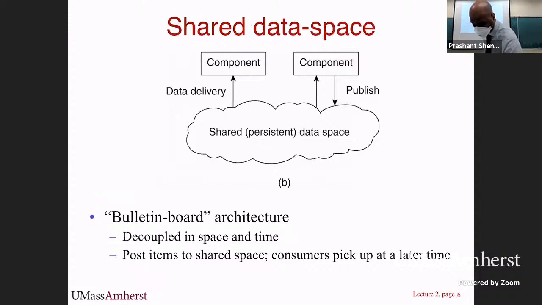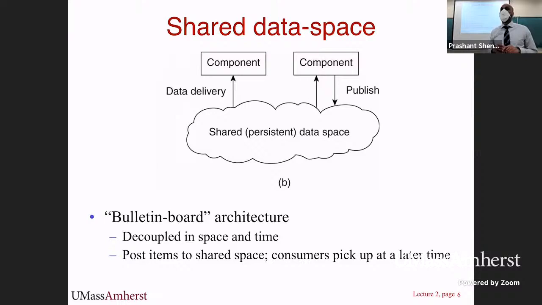The next one is called a shared data space. This is also referred to as the bulletin board architecture. So this cloud that you see is our shared data space. Think of this as a shared database, but more conceptually, you should really think of this as a bulletin board. Components, which are distributed again, are going to post events to this bulletin board.